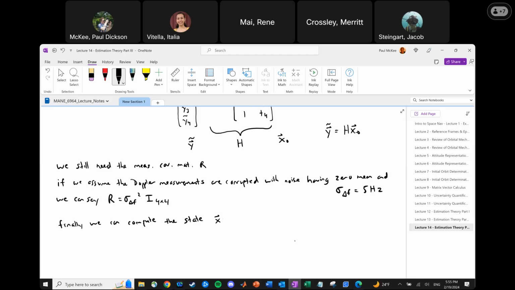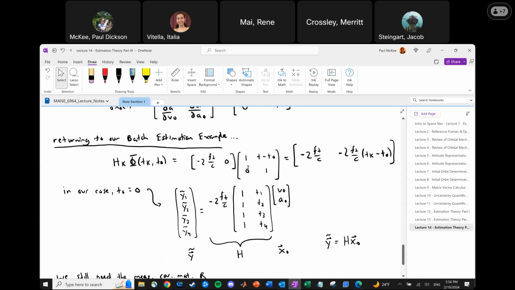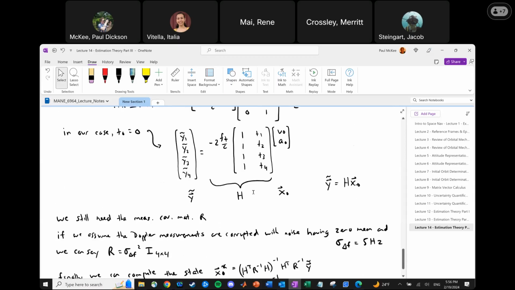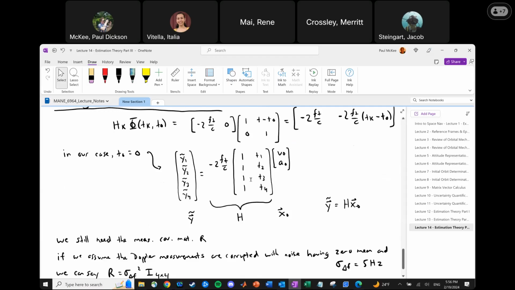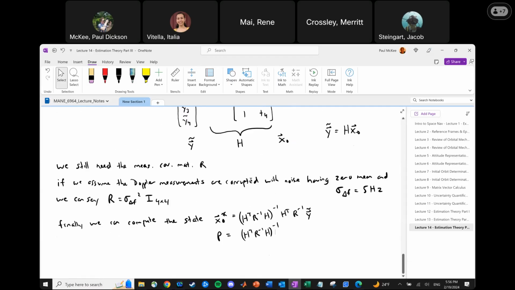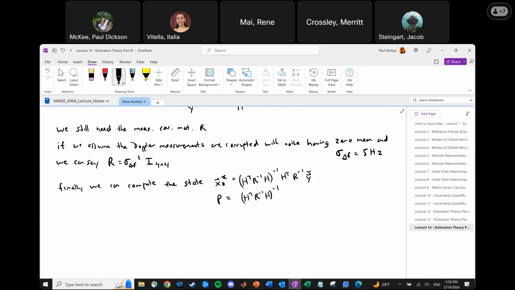And so we're saying that X naught star is (H transpose R inverse H) inverse times H transpose R inverse Y, and P is equal to (H transpose R inverse H) inverse. Okay. If we actually set this up, and you're going to set up something very similar on the homework, then I'll spare you the suspense.